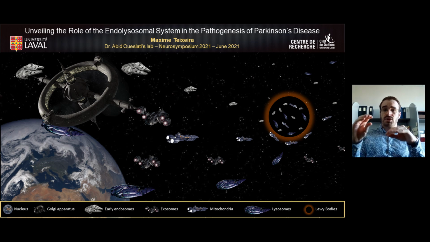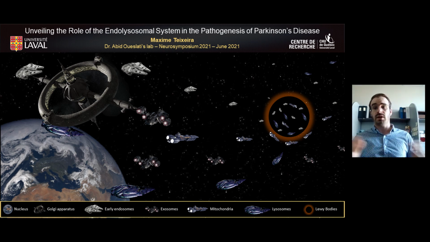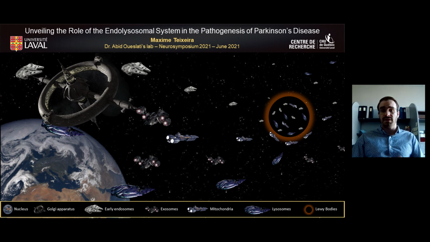Transport ships in charge of moving materials over a short distance, which are called endosomes. Recycling ships, whose mission is to degrade used materials, which are called the lysosomes. Intergalactic travel ships that carry cargoes between several galaxies, these are the exosomes. And finally, energy shuttles that carry the essential batteries to the proper functioning of human constructions, and these are called mitochondria.